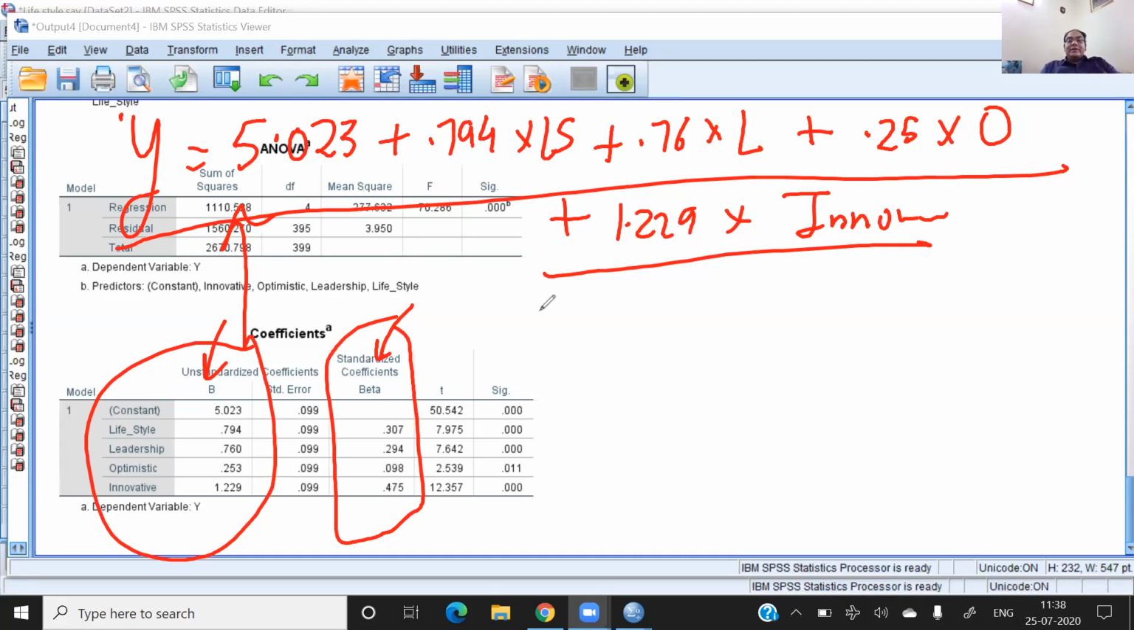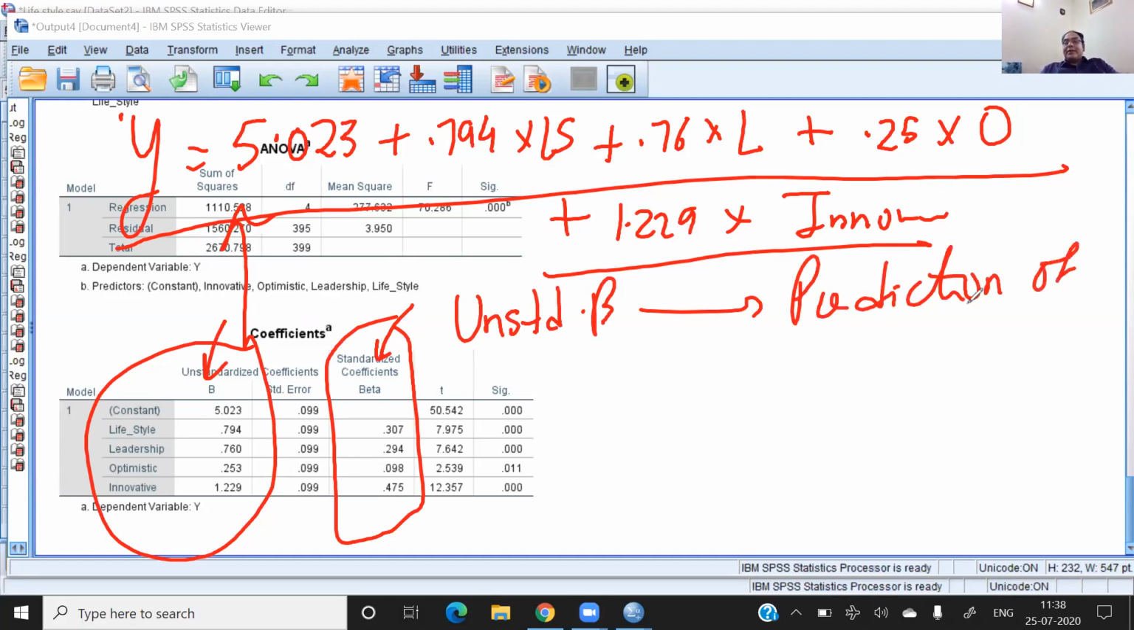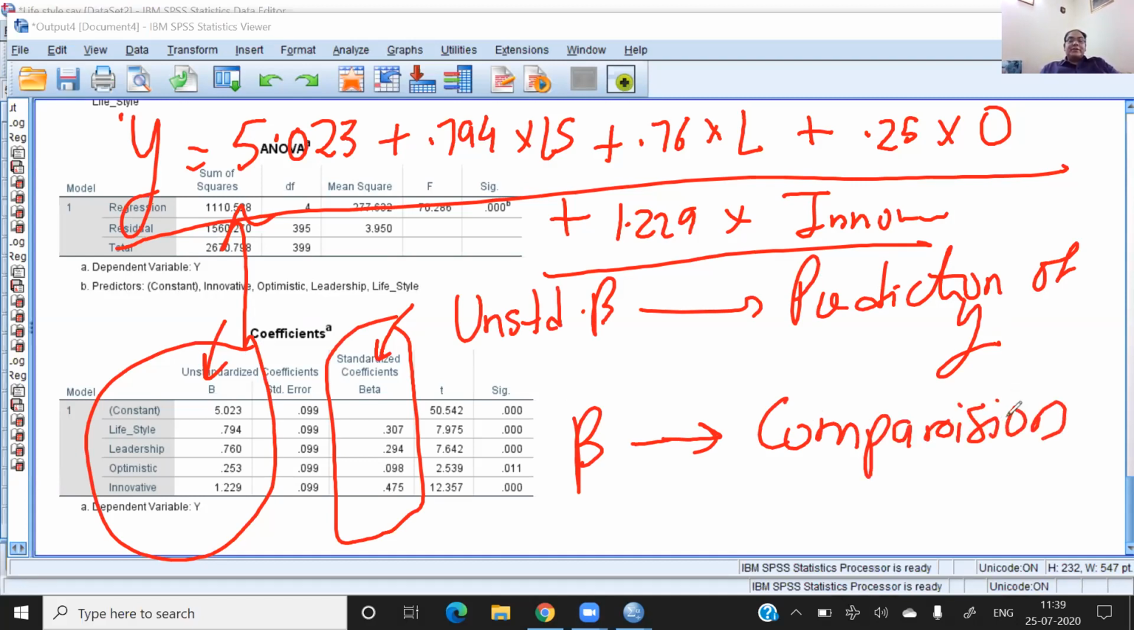So I can say unstandardized beta is used for prediction of y. However, standardized beta is used for comparison. So this is the basic difference between unstandardized beta and standardized beta. Unstandardized beta is used for prediction and standardized beta is used for comparison. So let me move to the next part.